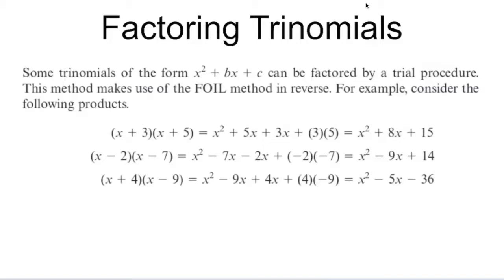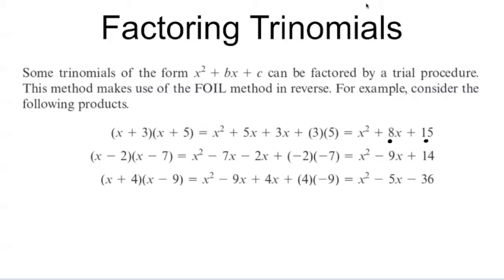So the first one, when we are factoring trinomials, it's basically trying to undo or reverse the FOIL process. So we need to identify two things, the middle term and the end term. We have to consider what multiples make our final term, which is our constant, and do those multiples add up to the middle term.